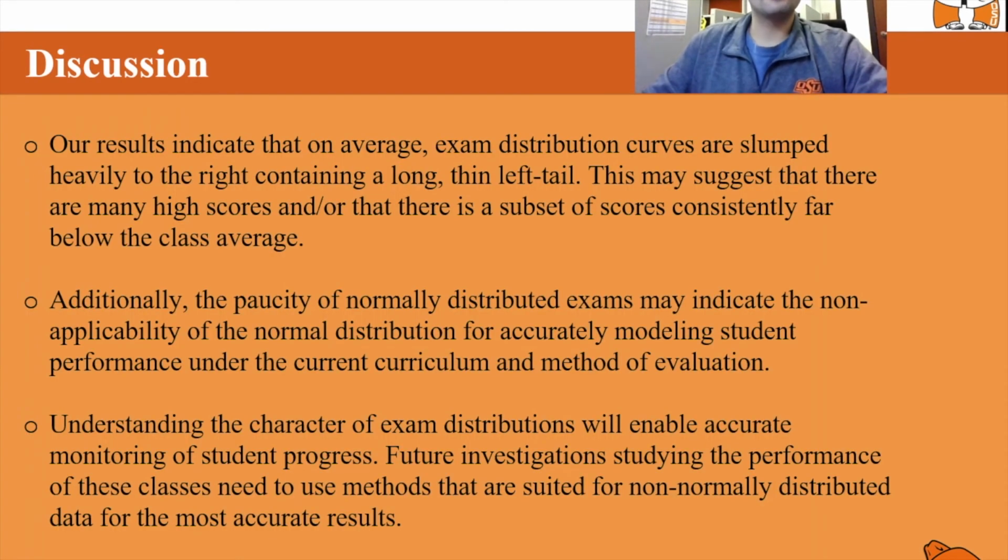So what does this mean? Taken together, our results suggest that on average, exam score distributions are skewed significantly to the right and flattened about the peak, which leaves a long left tail. This may mean that there are many high scores, and/or that there is consistently a subset of scores far below the class average.